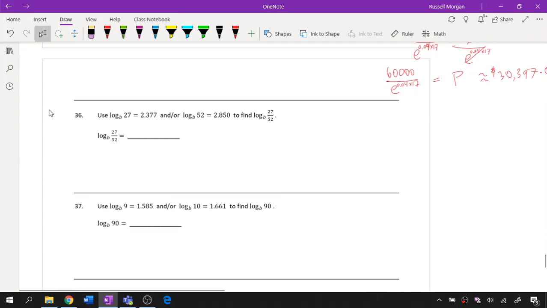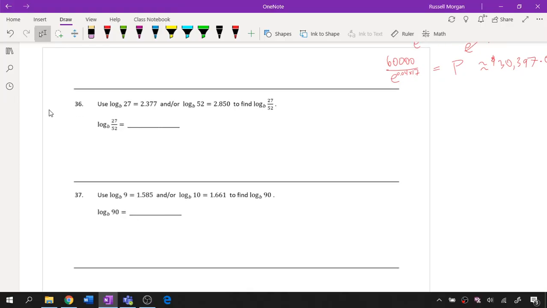All right, going down here to the last pages. This one talks about using a logarithm. In fact, check it out. It's got these two logarithms. Log base b of 27 equals this crazy decimal. And using this one, log base b of 52 equals that crazy decimal. We're supposed to somehow find log base b of this. What is going on here? Of course, I can't type that in the calculator because I don't know what base b is.